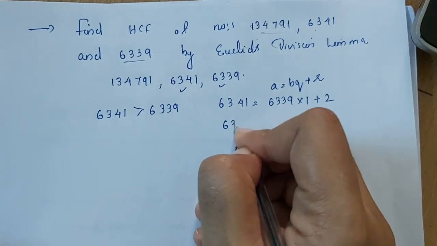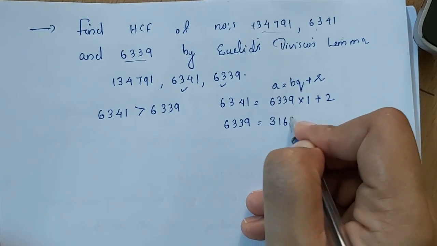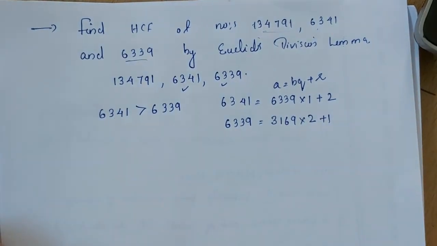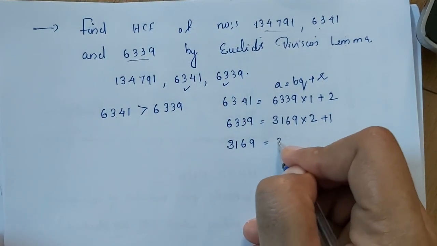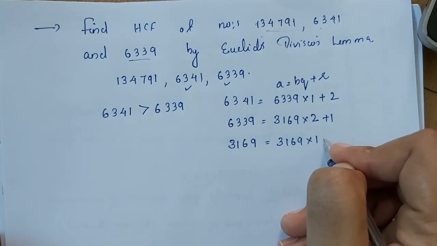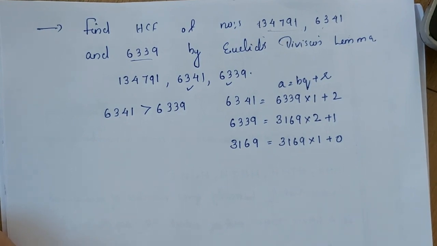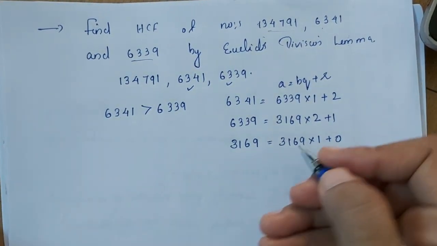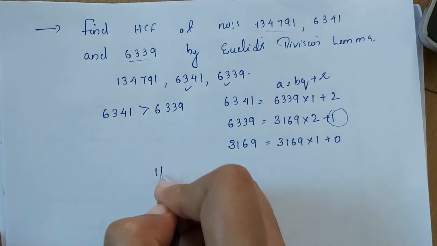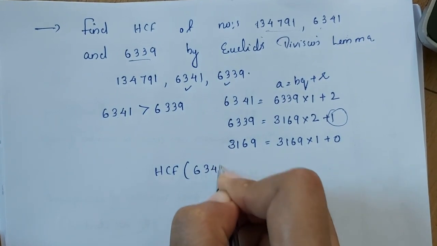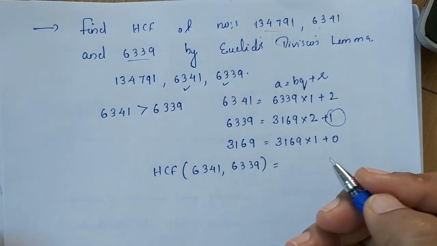Then 6339 is equal to 3169 into 2 plus 1. 3169 is equal to 3169 into 1 plus 0. So the non-zero remainder we got is 1. So the HCF of 6341, 6339 is equal to 1.